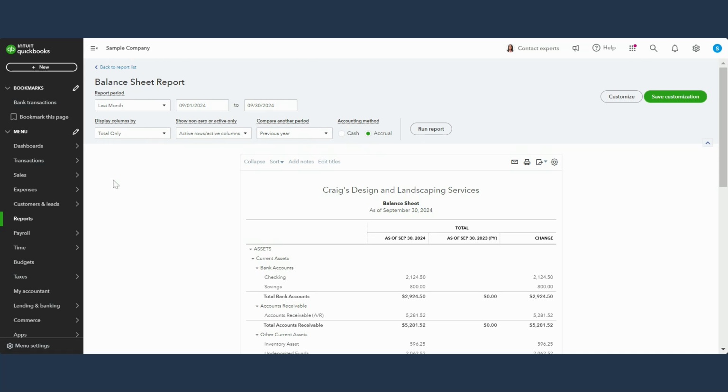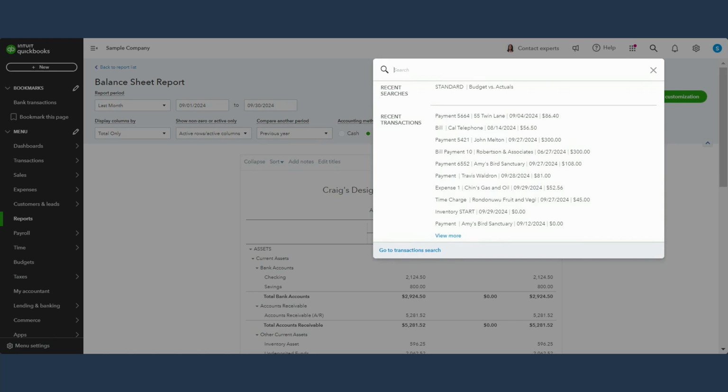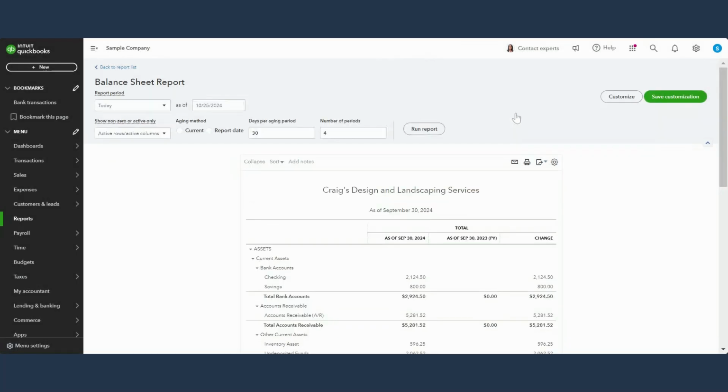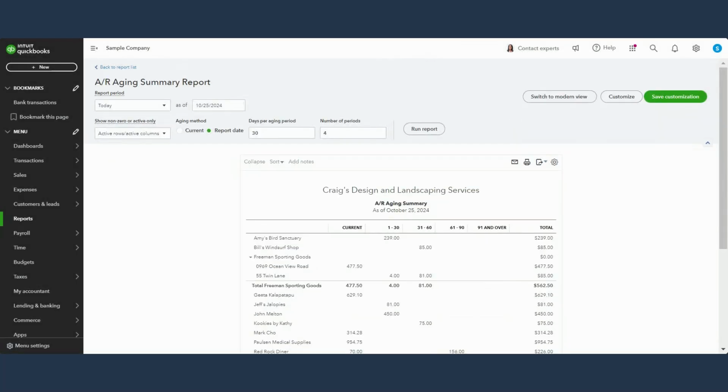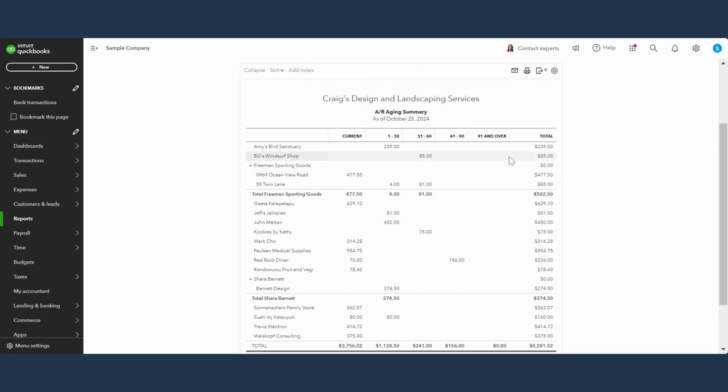Okay, so the next report we're going to look at is the accounts receivable aging summary. You can look for accounts receivable aging summary using this magnifying glass, or you can go to the report section and get it from there. I am just using a shortcut and going from here. Okay, AR aging summary. So that's report number 3 that you should be looking at at least on a monthly basis. Okay, look at the accounts receivable.